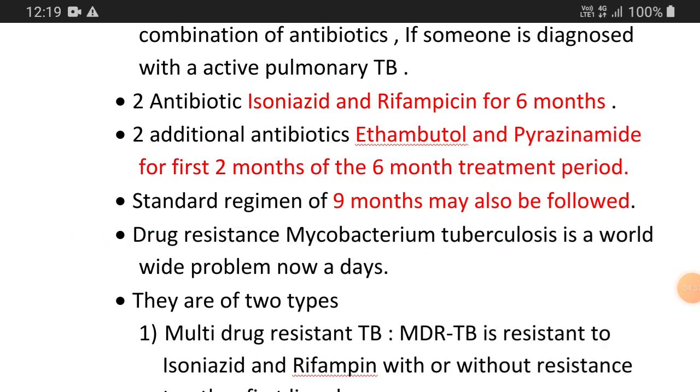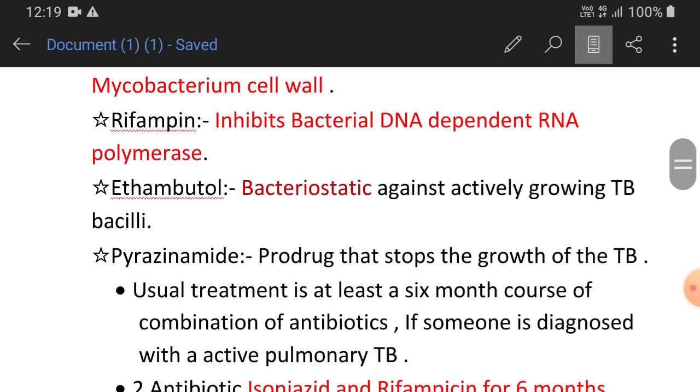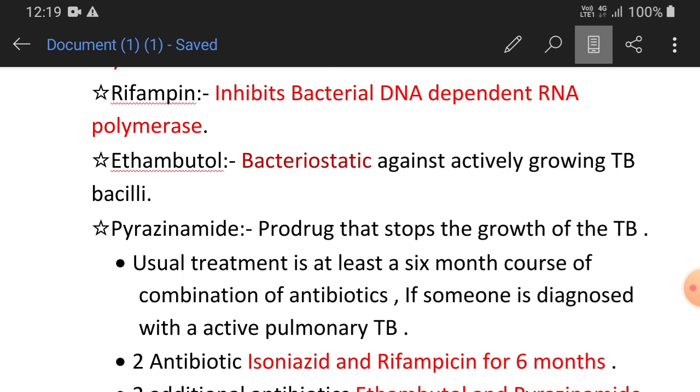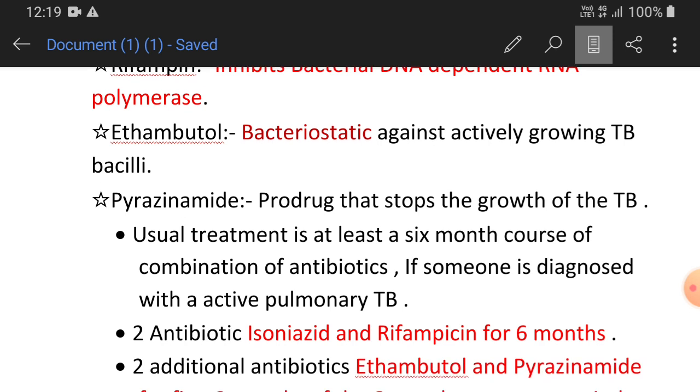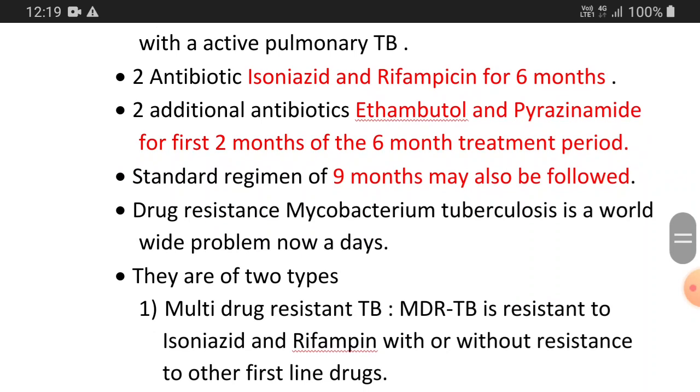So if they ask you to write the drug regimen for Mycobacterium tuberculosis, you should write that usually a 6-month treatment course is followed, and in that time we use Isoniazid and Rifampin for the 6 months, and then ethambutol and pyrazinamide for the first 2 months of the 6-month treatment period. Sometimes we also use a 9-month drug regimen.